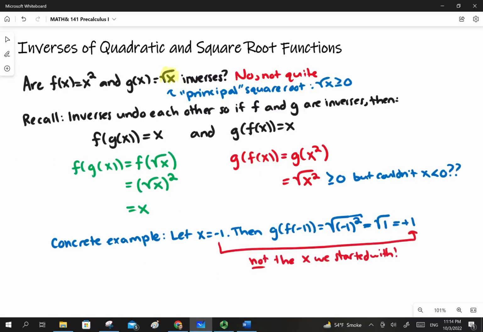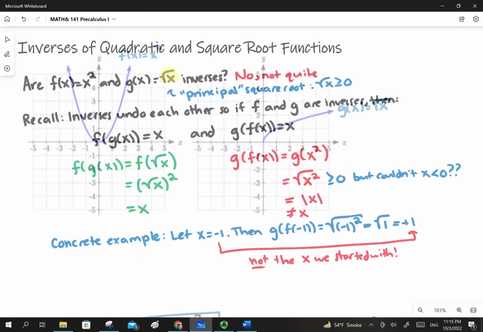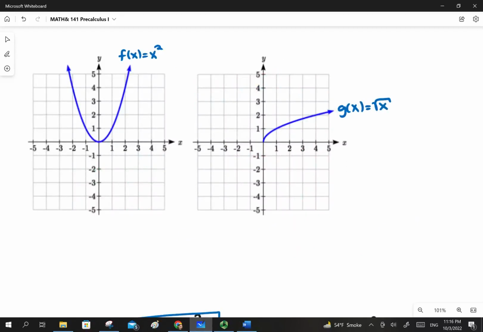We did not get back to the x we started with. The square root of x² is not equal to x. To be super precise, the square root of x² is equal to the absolute value of x. Because x² and √x don't perfectly cancel each other out in both directions, they aren't true inverses. Another way to understand why they cannot be inverses is to look at their graphs.